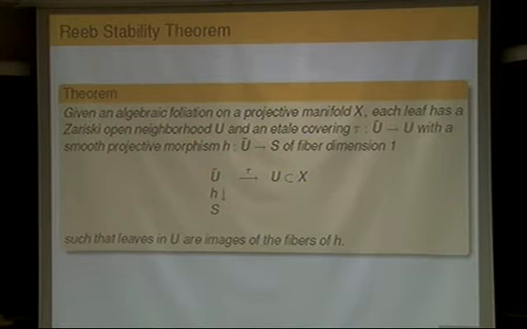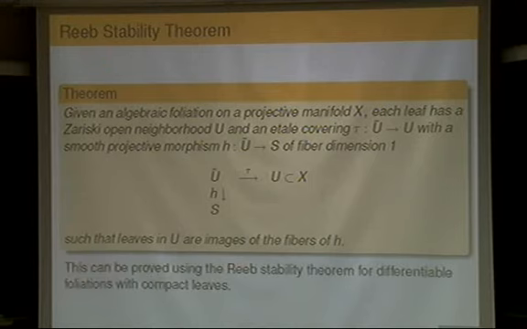I think this should be somewhere, but we couldn't find the reference. But anyway, this can be proved. We prove it actually using the Reeb stability theorem. There's a corresponding statement in differentiable topology, that when you have a differentiable foliation with compact leaves with some properties which hold in the algebraic situation, you can always do this.